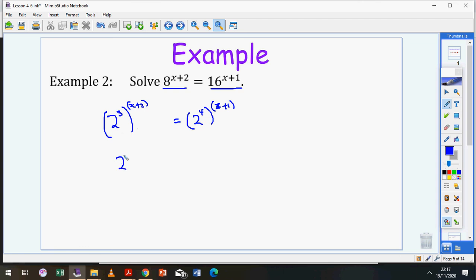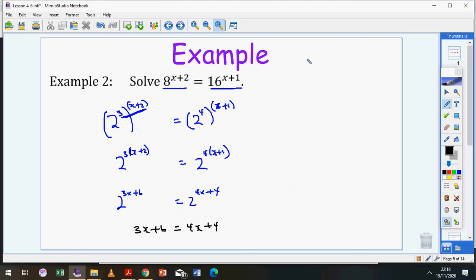When you have this scenario according to indices, you just multiply the powers, so that will be 3 into x plus 2, and this will be 4 into x plus 1. This is 3x plus 6 equals 4x plus 4. Since the bases are the same, I can equate the powers. 3x plus 6 must equal 4x plus 4.